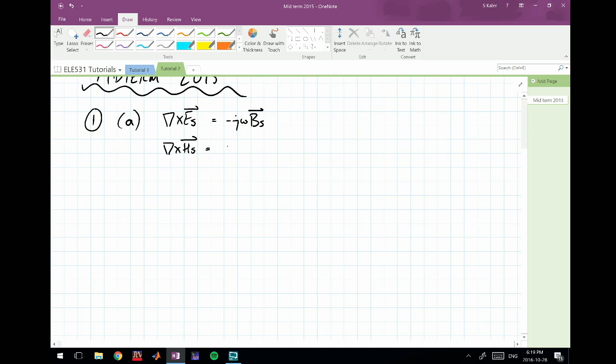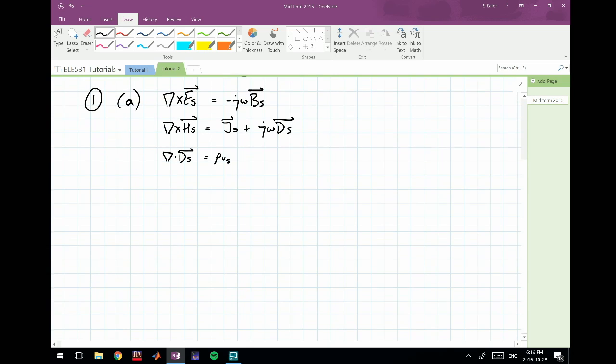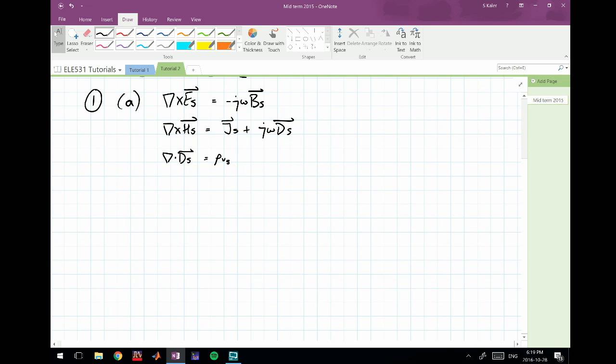So then we write J_s plus j omega D_s. Next one, Gauss's law for the electric field, let's say. And this is rho_vs in general in the frequency domain. And finally we have Gauss's law for the magnetic field, so to speak, and this is that.